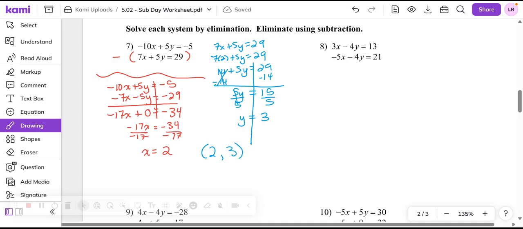Now the only way to know for sure is to plug it in and test it. So negative 10 times 2 is negative 20. 5 times 3 is 15, and that should be negative 5, and that is correct. We do the same thing here. 7 times 2 is 14. 5 times 3 is 15, and that does equal 29. So I know for sure that I did the problem correctly, because it works for both of those.